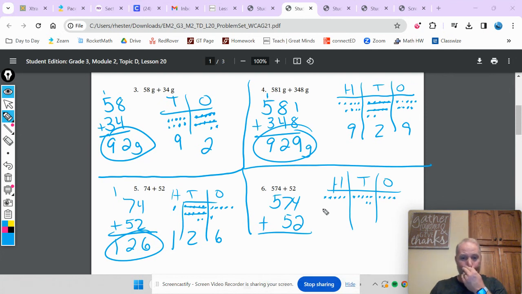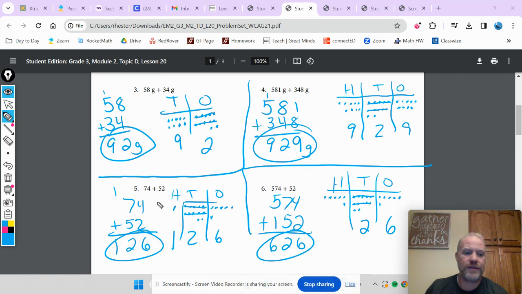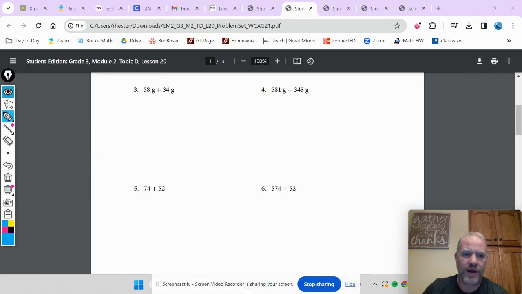So now we're going to look here. We have 52. 52 puts 1, 2, 3, 4, 5 in the tens and 2 in the ones. So we look at the ones. We say, do we have enough to bundle? No. So there's 6. Then the tens, we have 1 row, 2 rows. So those are 10 tens. That makes 100. So I have 2 left. So I put my 2 there. I had 100 I'm adding here. So 5 plus 1 is 6. 626. Pause the video, check your work, and then move on.